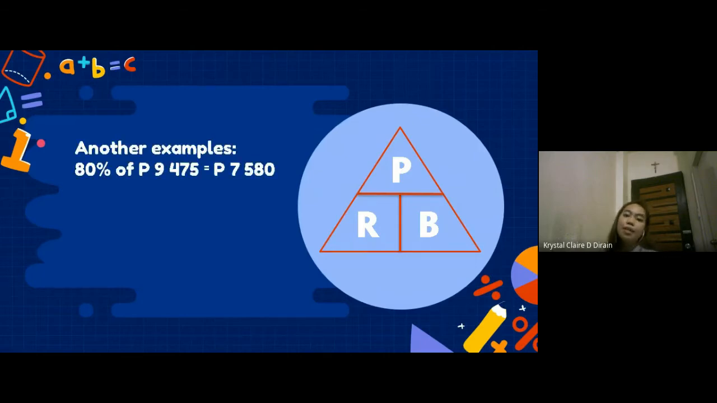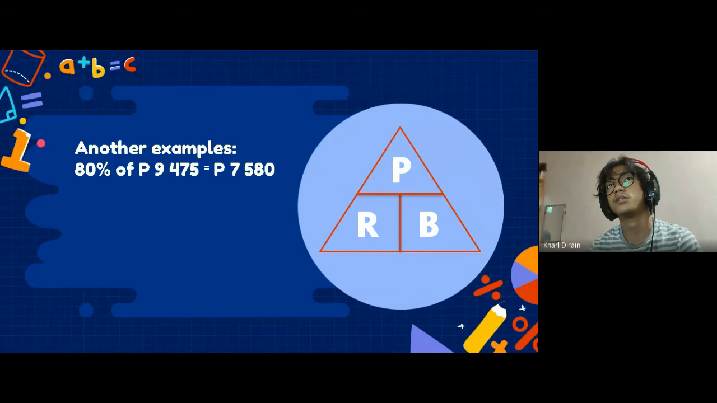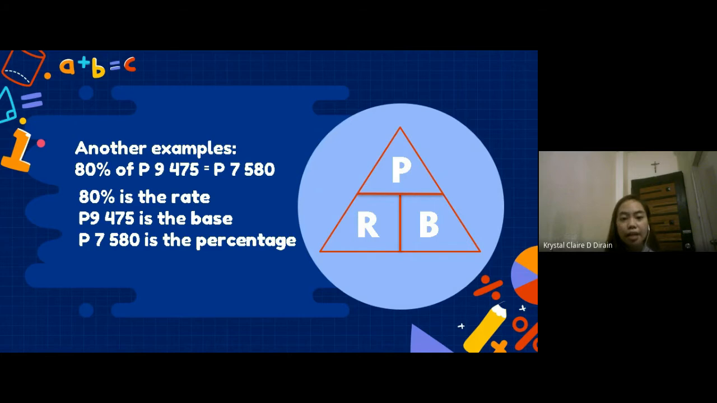Another example, can someone identify the percentage, rate, and the base? Ma'am, ang rate po is yung 80% and the base is 9,475 and the percentage is 7,580. That's right. So 80% is the rate because it is given as percent, while 9,475 is the base kasi dito natin kukunin yung hinahanap na rate, while 7,580 is the percentage. If we analyze this, 80% ng 9,475 is 7,580. And we can get this using the Kitchen's triangle.